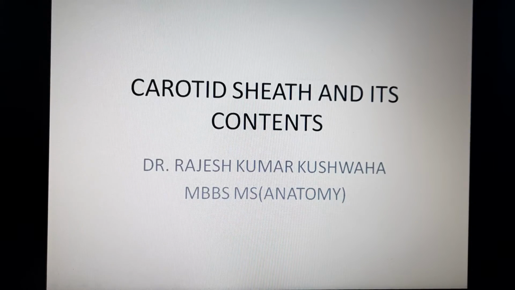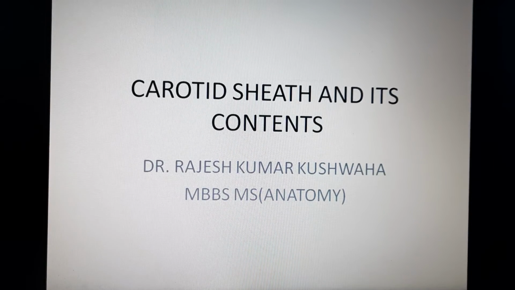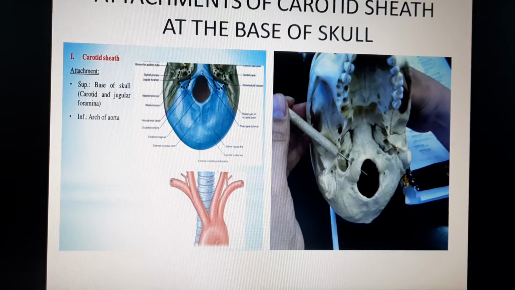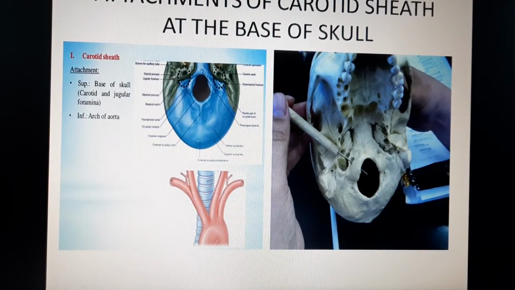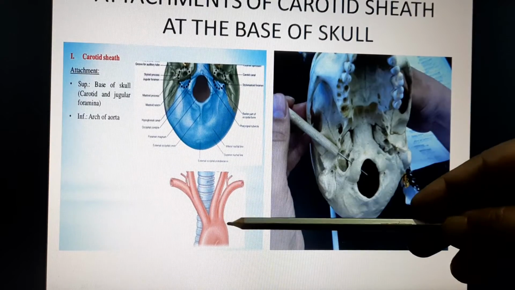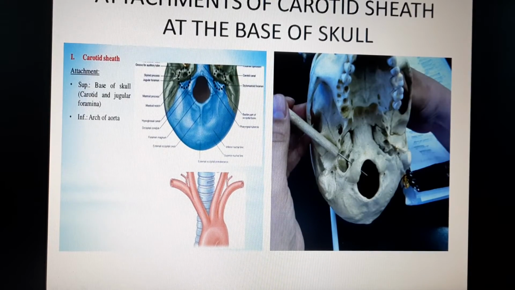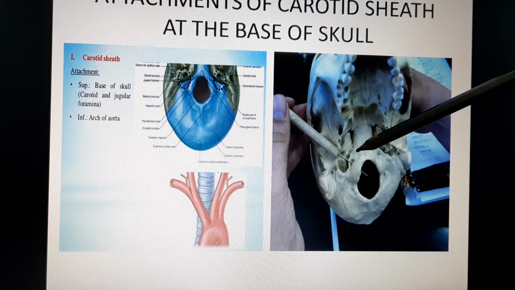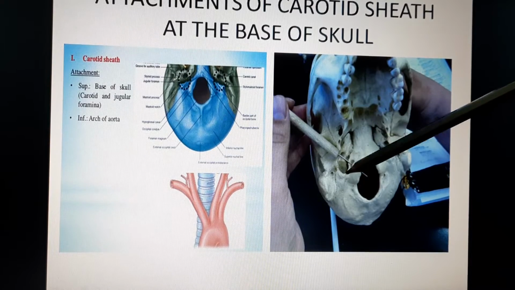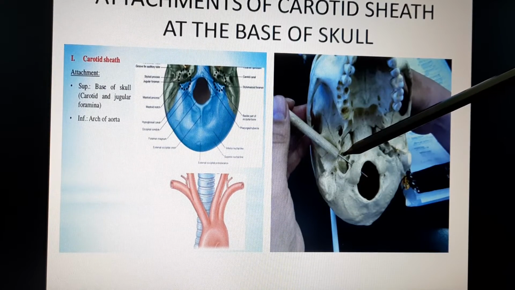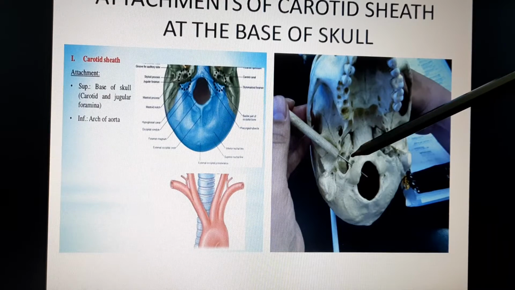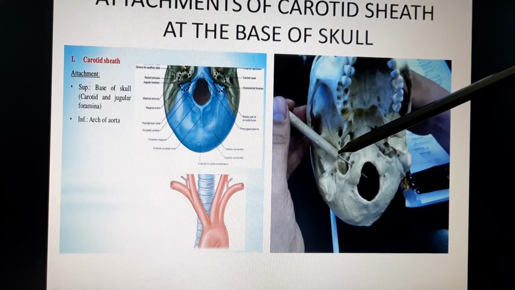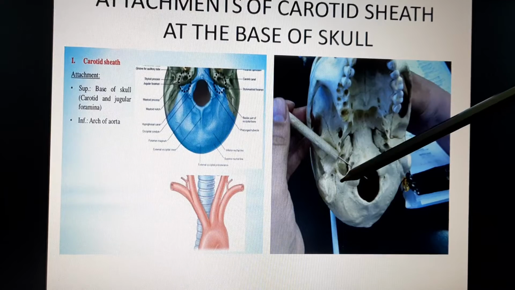So students, today we will study about the carotid sheath and its contents. The carotid sheath is a tubular sheath which extends from the arch of aorta to the base of the skull. At the base of the skull, the carotid sheath is attached around the carotid canal, jugular foramen and hypoglossal canal. This is the attachment of the carotid sheath, attached around like that.